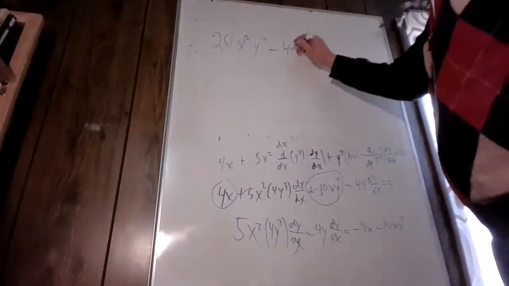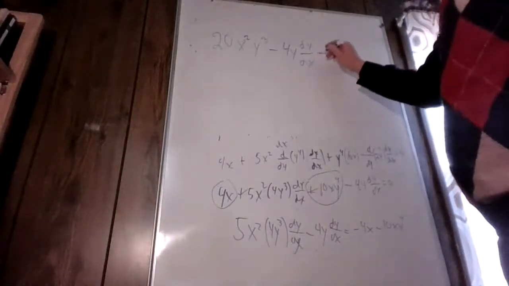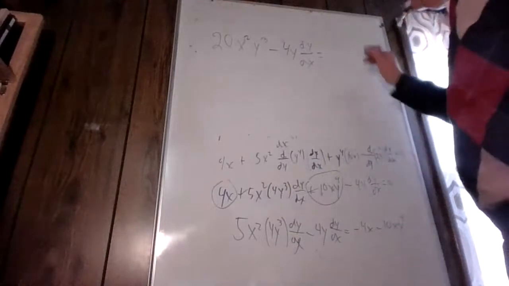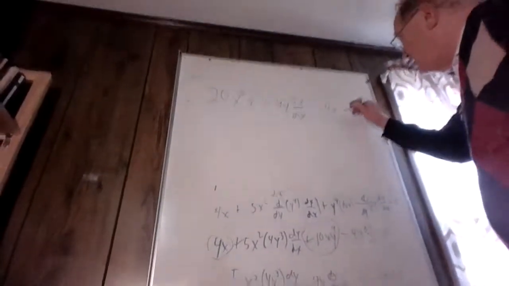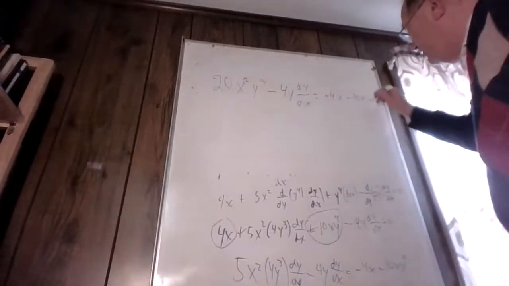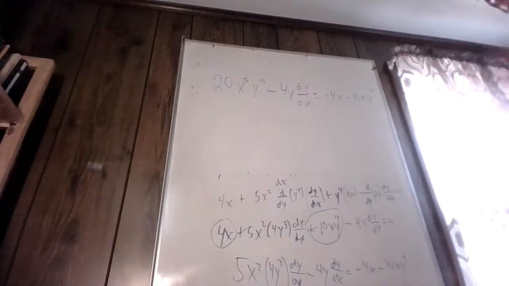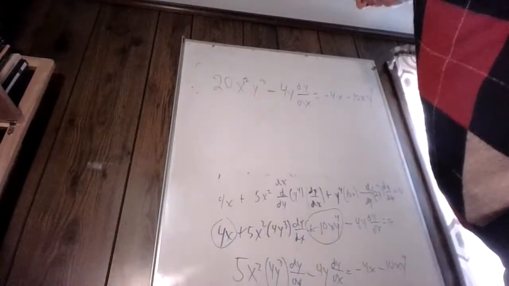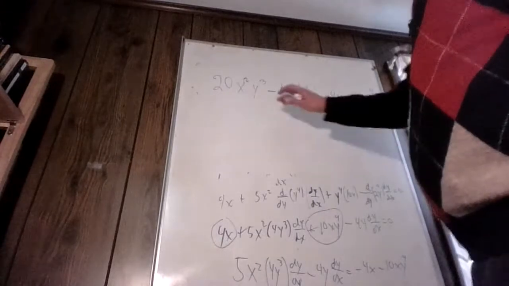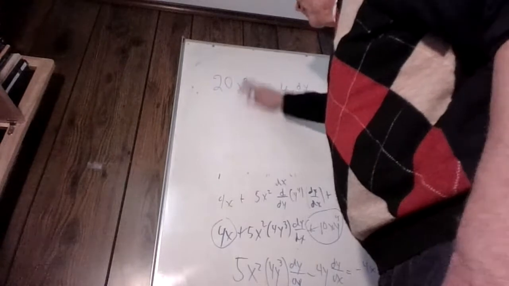Minus 4y dy/dx equals minus 4x minus 10x y to the fourth. Now I'm going to factor out a dy/dx. I think I missed a dy/dx somewhere here. Yeah, right here I missed a dy/dx. Sorry about that. Let me rewrite this over.